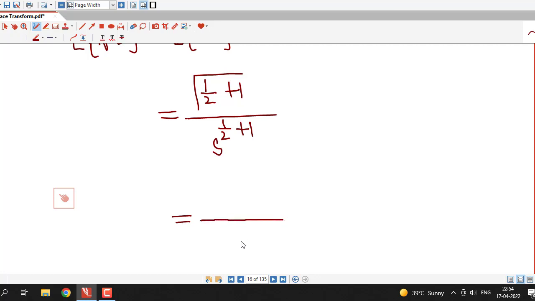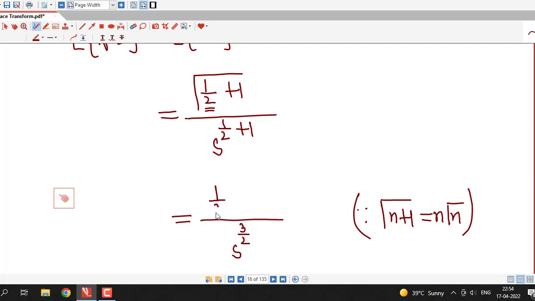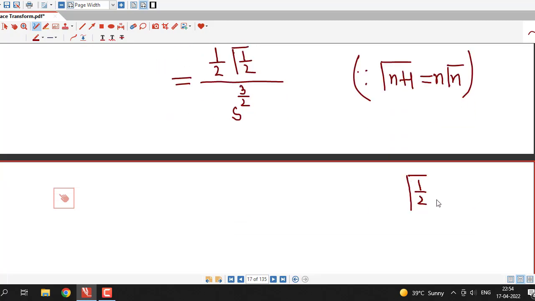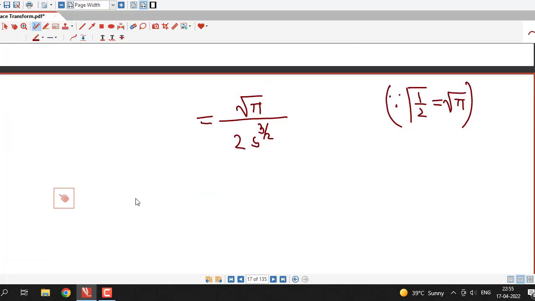Now this denominator we can rewrite as s raised to 3/2, and for gamma of 1/2 plus 1 we can use this formula: gamma n plus 1 is n into gamma n. So using this formula for n equal to 1/2, we can write gamma of 1/2 plus 1 as 1/2 times gamma 1/2, and we know that gamma 1/2 has value square root of pi. So we use that value here, and we will have the Laplace transform of square root of t. Therefore the Laplace transform of square root of t is equal to square root of pi divided by 2 times s raised to 3/2.